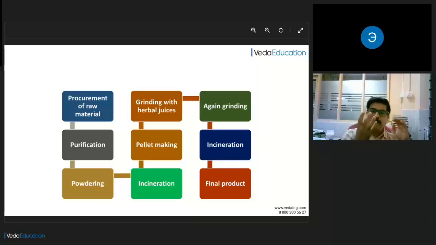Okay. Then this ground paste will be made into pellets known as coin-shaped pellets, and those pellets will be kept inside the furnace.